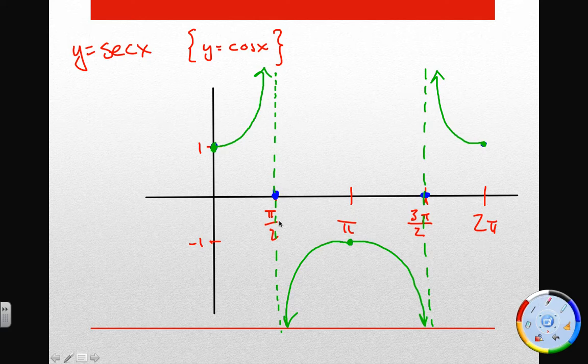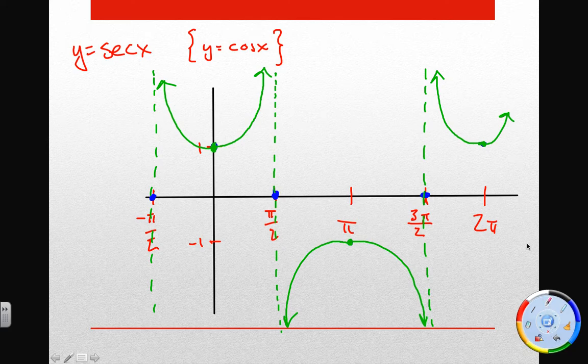If you were to continue to the left, if you wanted to here, this would be negative pi halves, which for cosine would be 0, but for secant is undefined. And it comes up here like this. And obviously this would come up here like this. And you would just keep repeating these upwards and downwards. They're almost parabolas, but not really. Okay, and it just continues forever.